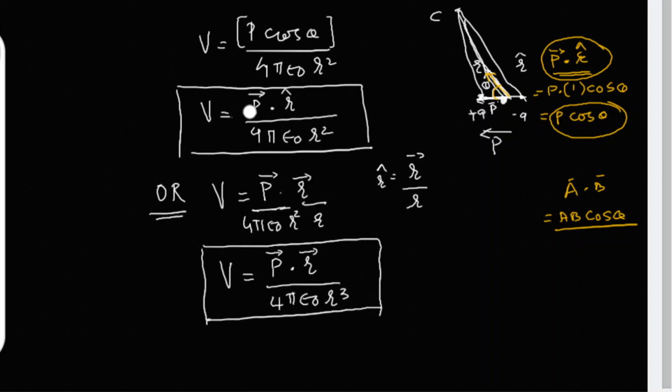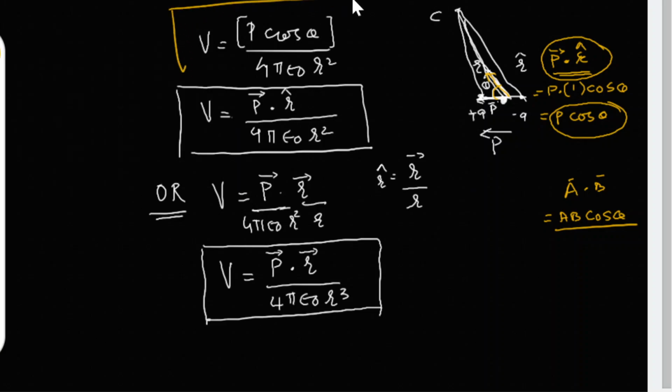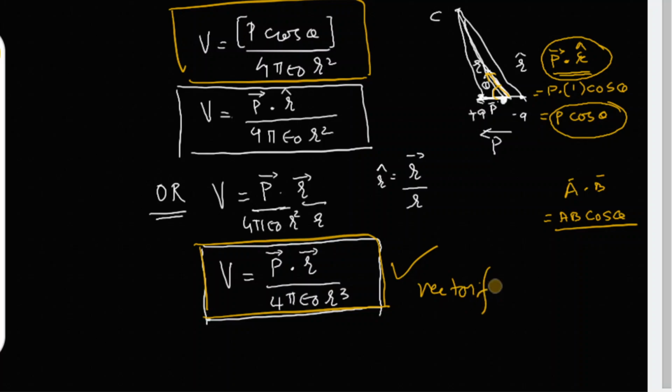So if you want to write this in the form of a scalar quantity, the potential will be this scalar quantity, or if you want to write it in vector form, you'll write it in vector form. This is the vector form, and this is the scalar form.